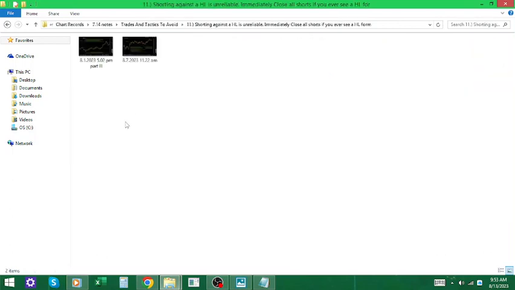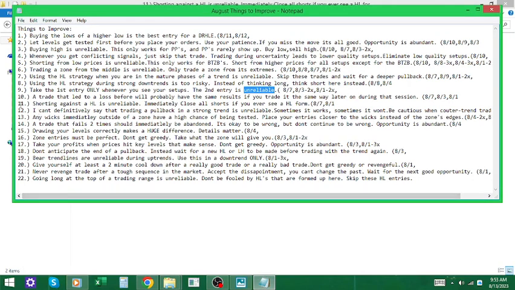All right. So let's move on to trade number 11. So we have reached the halfway point. We got 22 things to talk about, and this is number 11. Now, 11. Shorting against a higher low is unreliable. Immediately close all of your short trades if you ever see a higher low form.